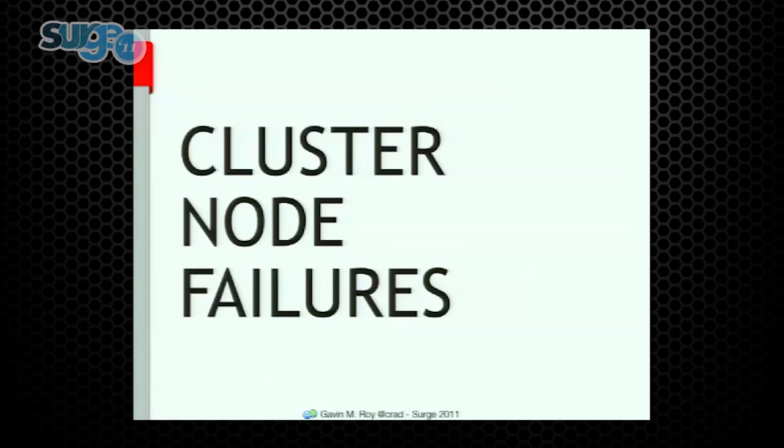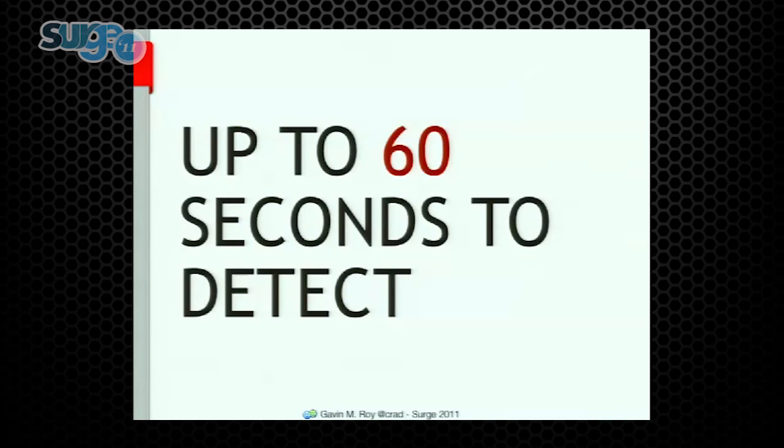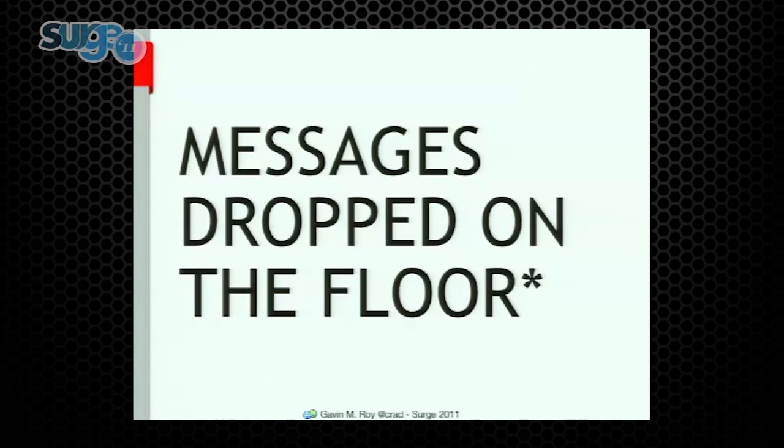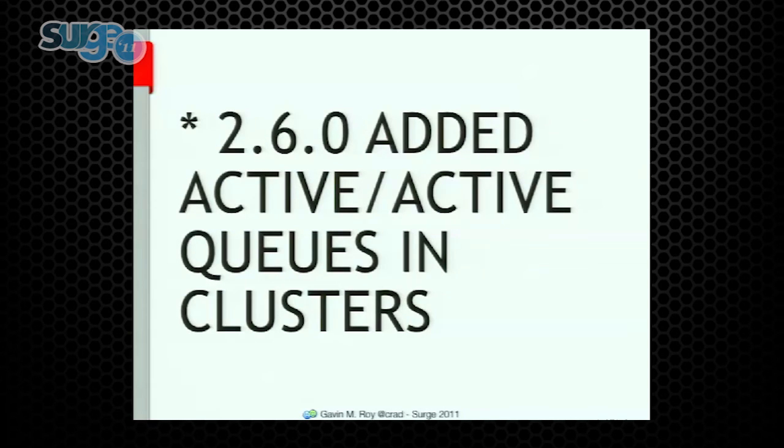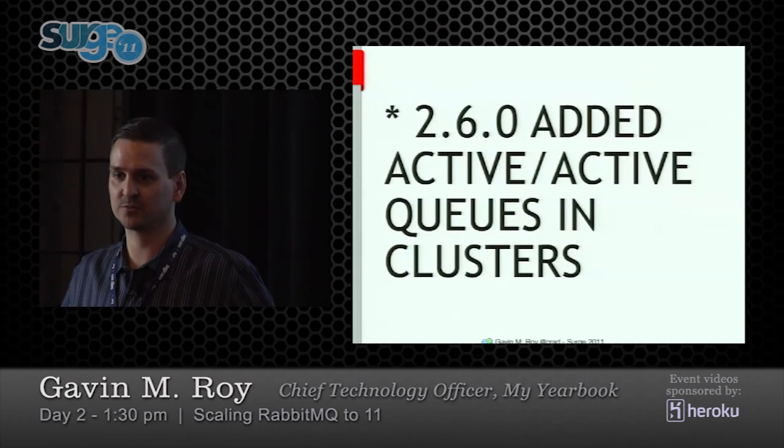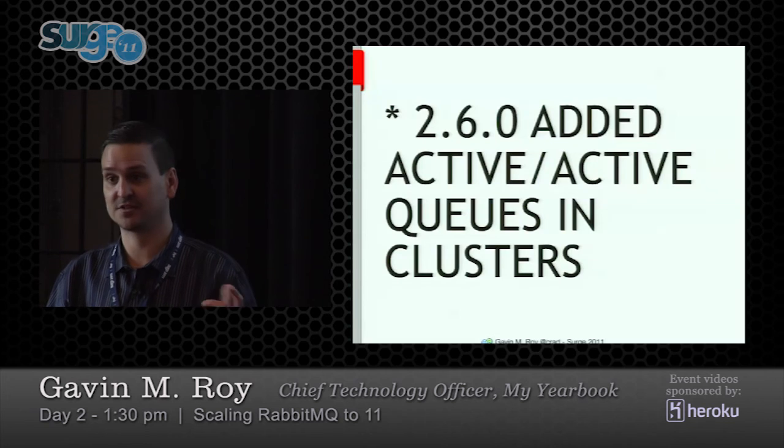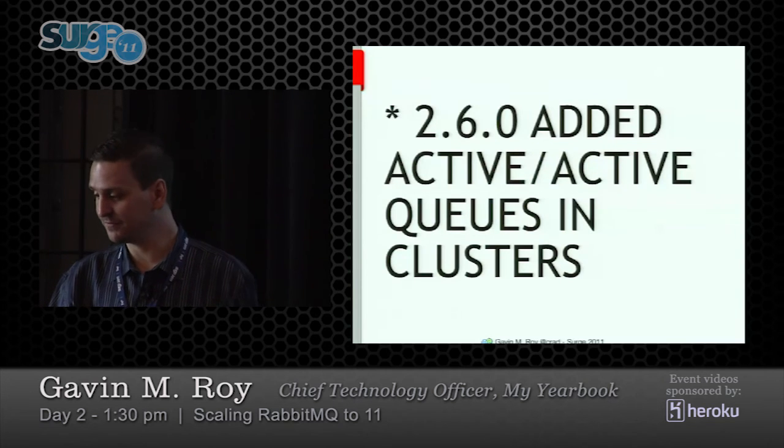Cluster node failures, really quick. I'm going to run out my time here and see where we get cut off. If you lose a node, it takes up to 60 seconds to detect it. Every 60 seconds, Erlang runs through and says, hey, is everybody there? And messages are dropped on the floor during that period of time. Thankfully, in 2.6.0, active queues were added. So now I'm sending messages, they get stored on multiple nodes and retrieved from multiple nodes. That does have a performance penalty, as you would imagine.